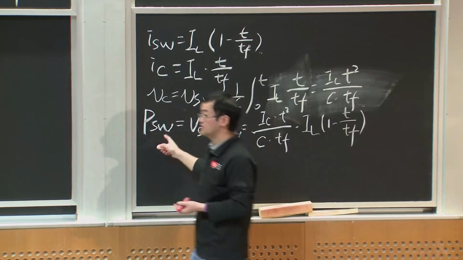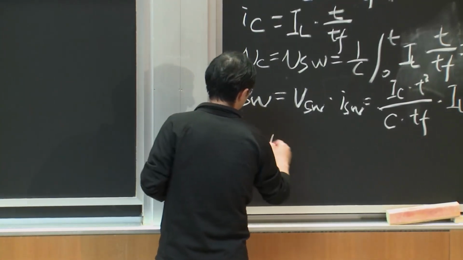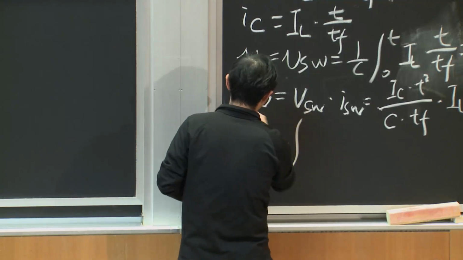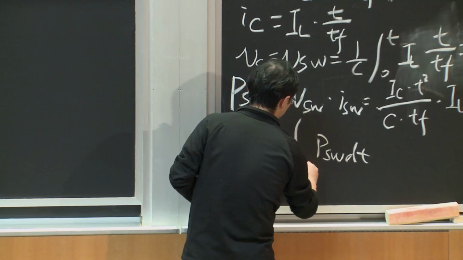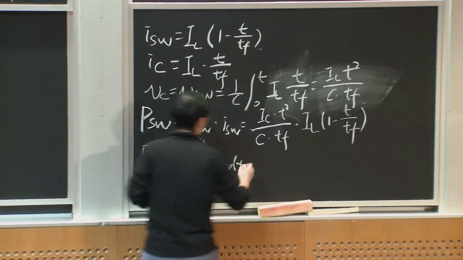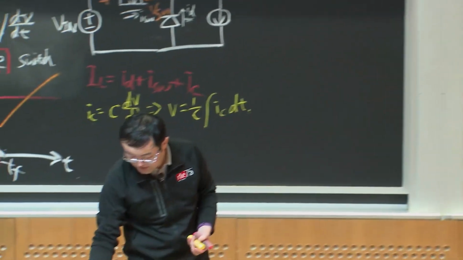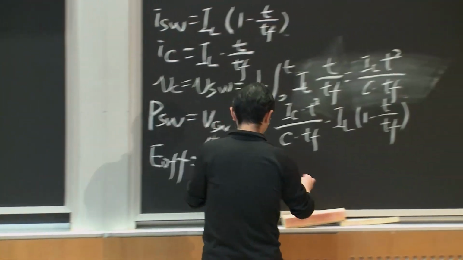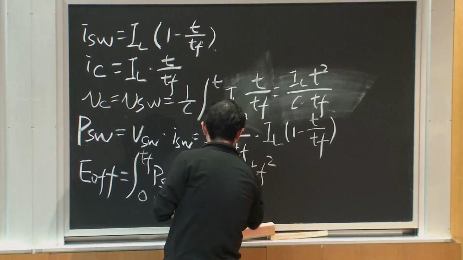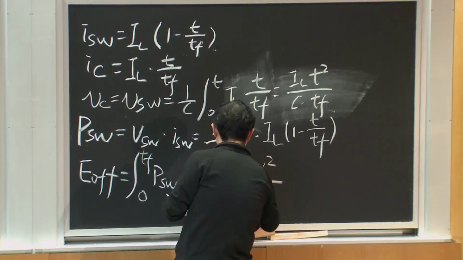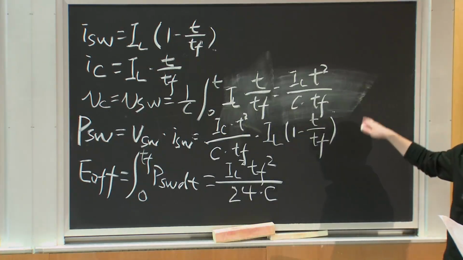And if we integrate this instantaneous power, we will have the turn-off energy. That is, we integrate this PSW during the time interval from 0 to the TF. And if you do the algebra by yourself, we will find the result, which is IL squared times the TF squared over 24 times the capacitance. So do you have any questions about this part?